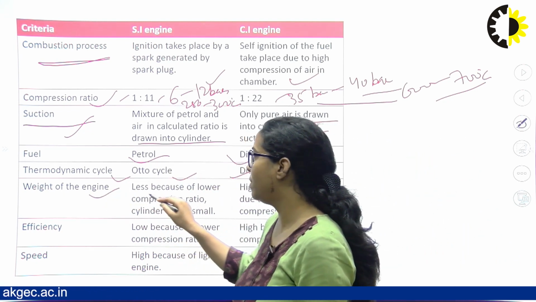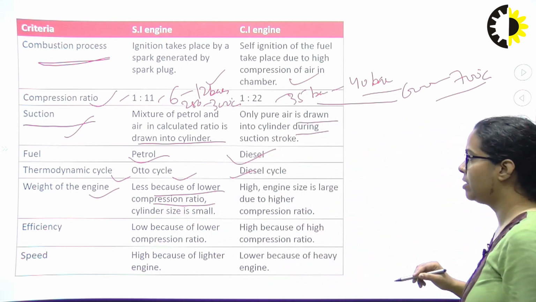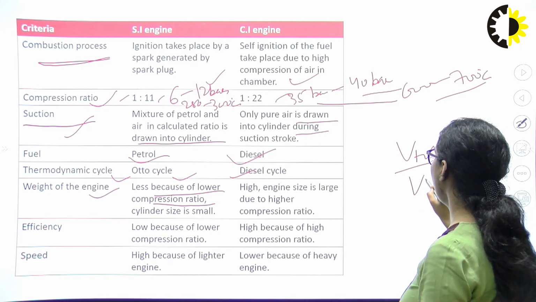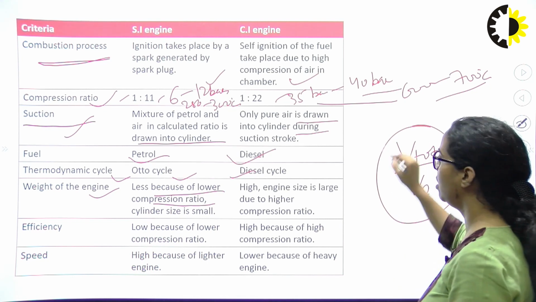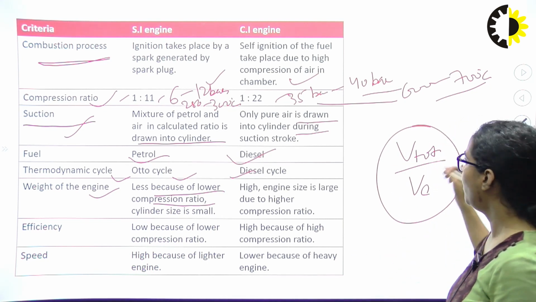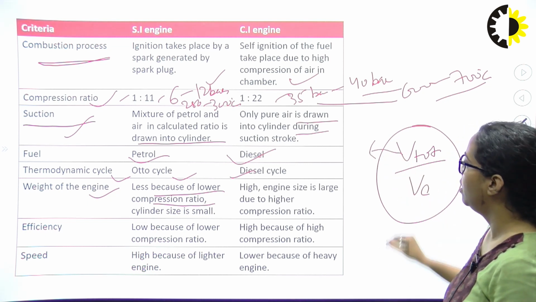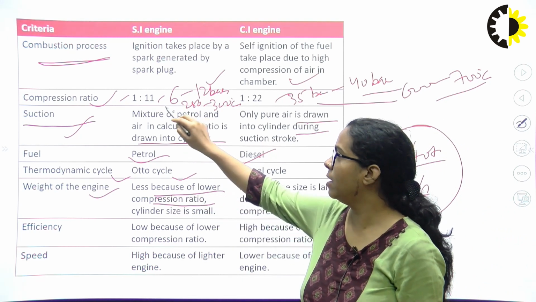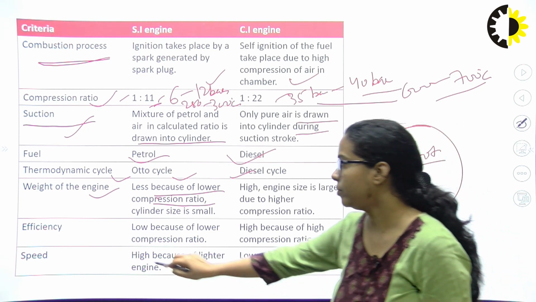Weight of engine is less because of lower compression ratio. As I discussed in the previous slide, compression ratio is nothing but the total volume upon clearance volume. So if I am talking about the volume, it will definitely affect the weight of the engine. If there is more volume inside the engine, then the weight of the engine will increase. So in case of SI engine, compression ratio is less, so weight is also less.